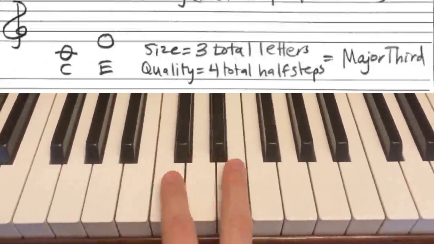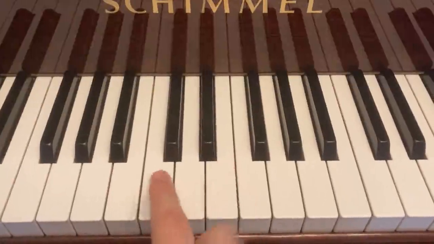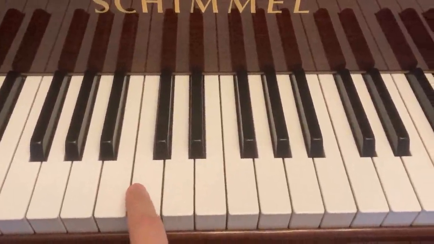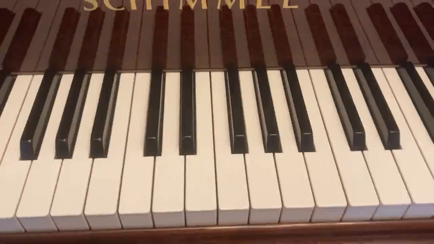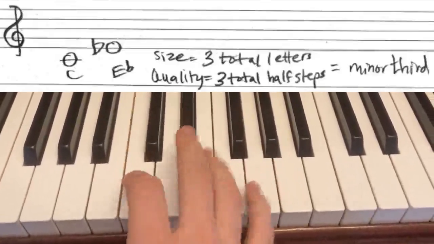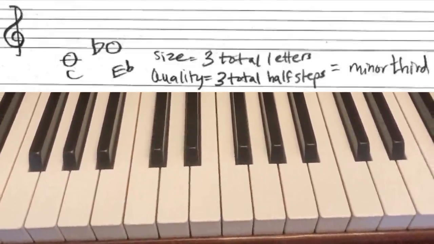As opposed to a smaller third, let's say a third that has 3 half steps. Can you name that note? It's got to be some kind of an E, and we want it to be 3 half steps, 1, 2, 3. So that would be C to E flat, a minor third.